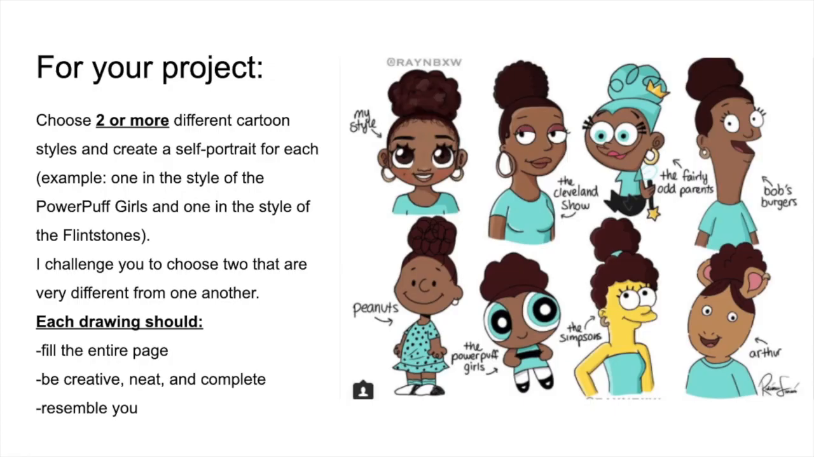For your project, you are going to choose 2 or more different cartoon styles and create a self-portrait for each. For example, if you did one in the style of the Powerpuff Girls and one in the style of the Flintstones, I challenge you to pick 2 that are very different from one another. That way, you're going to be challenging yourself. Each drawing should fill the entire page, so these aren't going to be on the same page where it's in half. You're going to have one sheet of paper for one and another for the other. Be creative, neat, and complete. You can check our rubric for more details on how you will be graded, and it should resemble you.